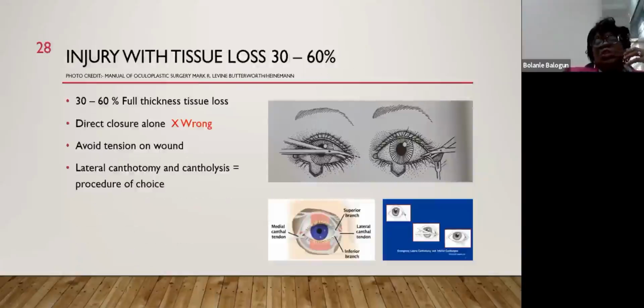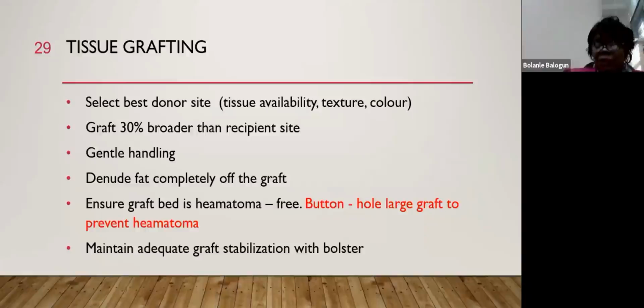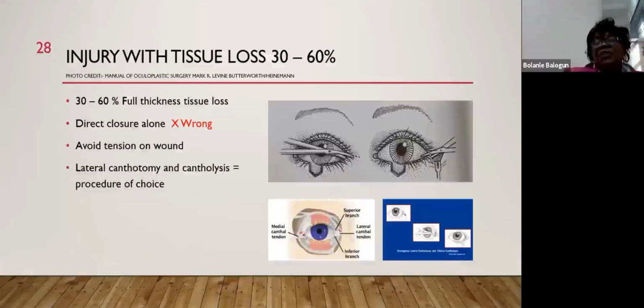So in injuries with 30 to 60% loss that I mentioned earlier, this is the surgical procedure that you do. So you do not do direct closure alone. There will be tension on that one, like I said earlier. That's why I put that X as wrong, not alone. So what you do, this is your wound, shaped in a pentagonal fashion, because you also have to shape your wound properly to get good apposition.